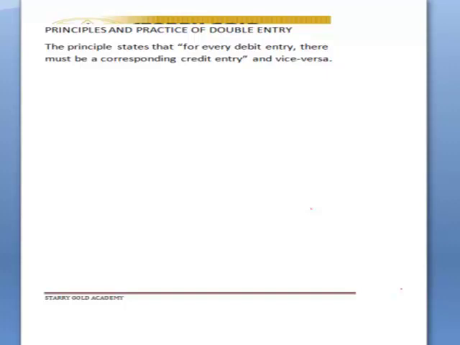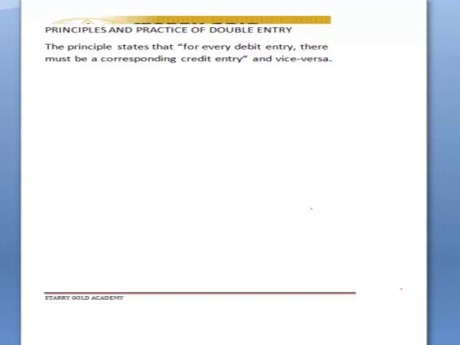Now this principle is the foundation of bookkeeping. Experience has shown over the years that many students fail accounts due to lack of in-depth knowledge of this principle. And this principle operates on the basis that every financial transaction must have two aspects.